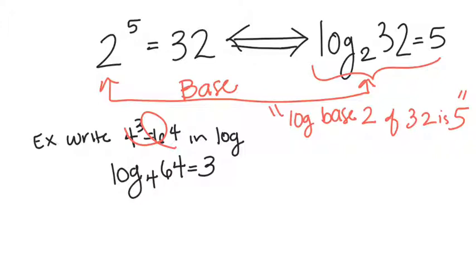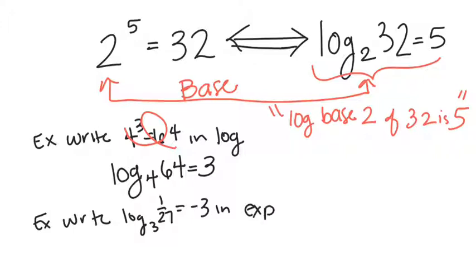Okay? Same as if I do it the other way. Example would be to write log base 3 of 1/27 equals -3 in exponential form. Same way, you're going to kind of swoop like this. First thing I touched was 3. Second thing was -3, that's my exponent. And the last thing was 1/27.